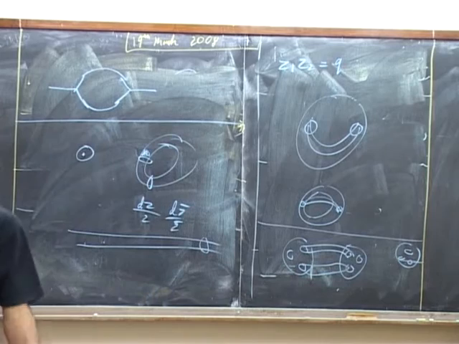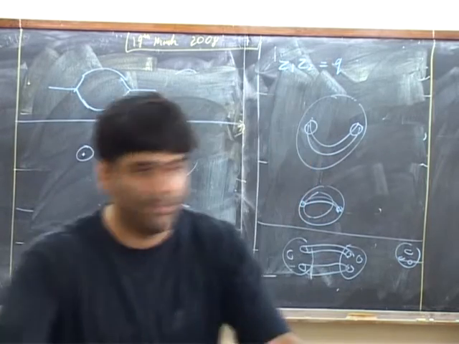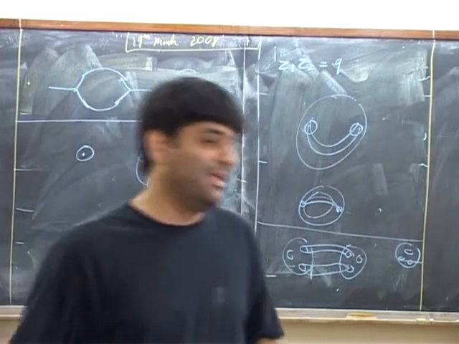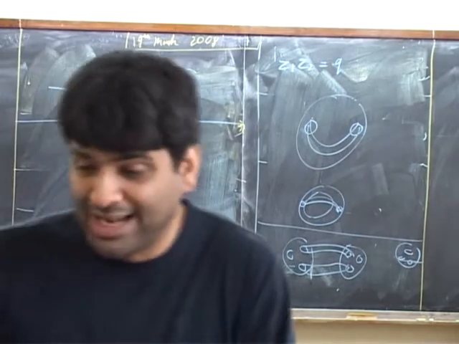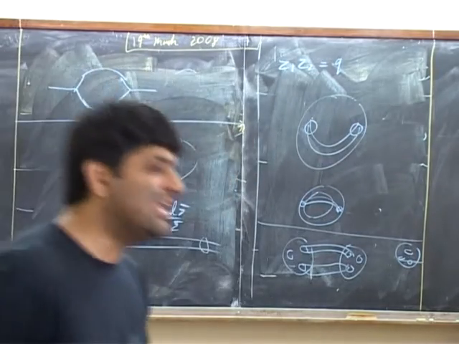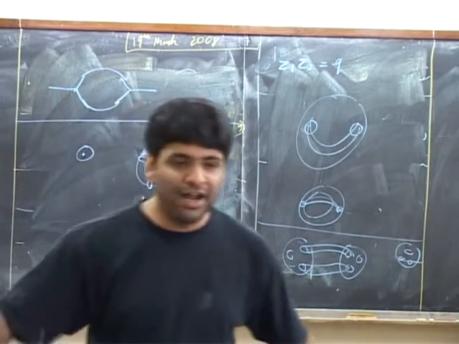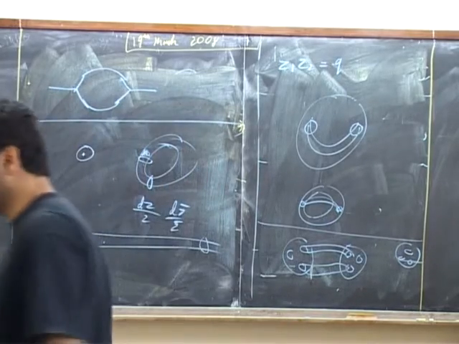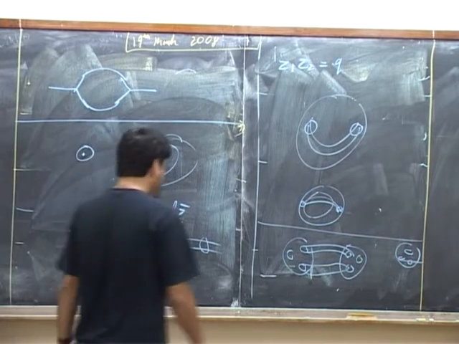We've equipped it with a metric, which is this minimal area metric, minimal area subject to these constraints. In general, the data in string theory is just conformal classes, complex structures. But as an intermediate technical device, we've equipped the Riemann surface with an actual metric.